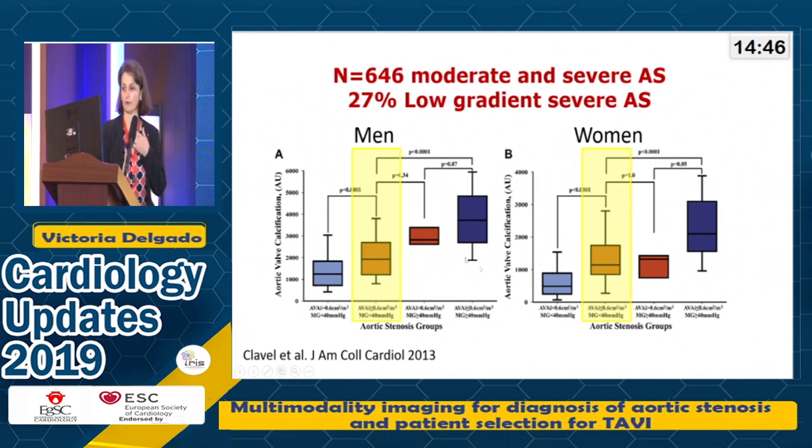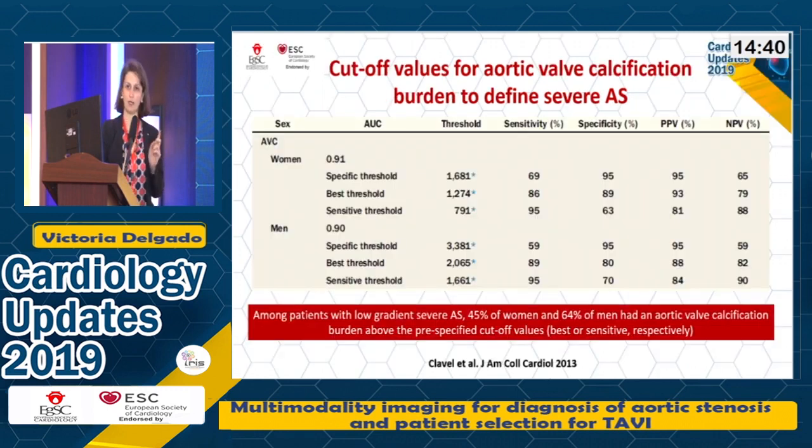And this is the same for men and for women. However, the cutoff value to define severe aortic stenosis based on the calcification of the aortic valve is different for men and women. It's much lower for women, which will be above a threshold of 1,200, while for men it is above a threshold of more than 2,000.